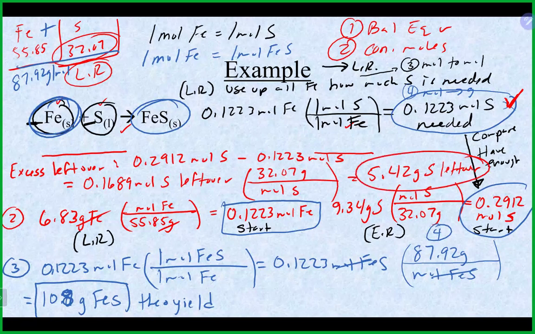And we started with 9.34 grams. So we basically used just under 4 grams of sulfur in this reaction, and we had just over 5 grams of it still left over. The amount of iron we would have left over should be 0 since it's the limiting reagent. Any question on that there?